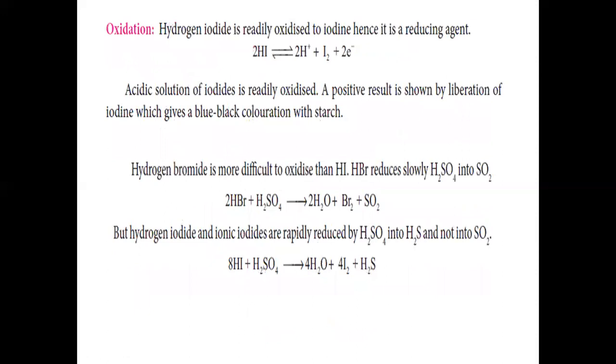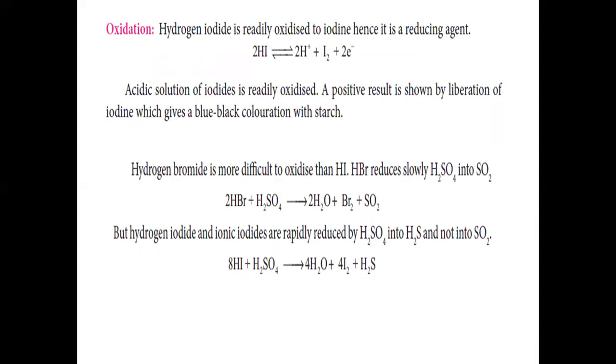Next one is oxidation. Hydrogen iodide is readily oxidized to iodine, hence it is a reducing agent. Hydrogen bromide is more difficult to oxidize than HI. The bond length of HI is greater than that of HBr, and when the bond length is greater, it becomes easily cleaved.